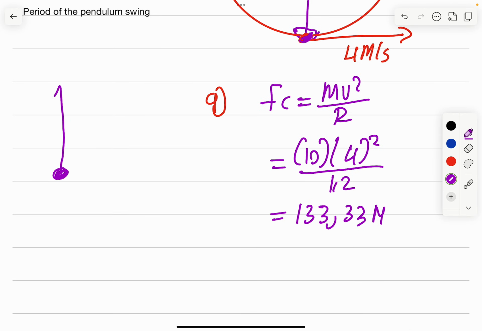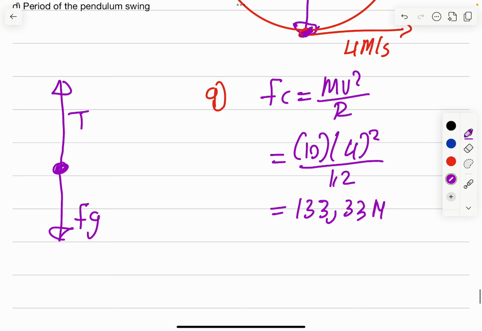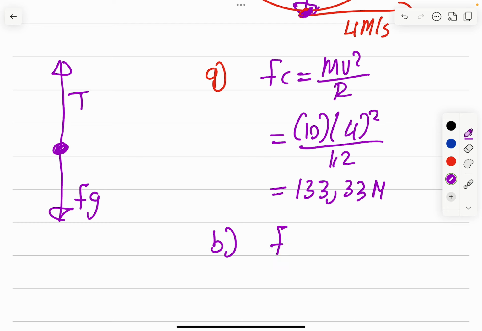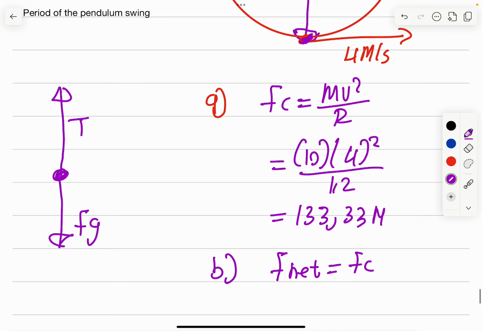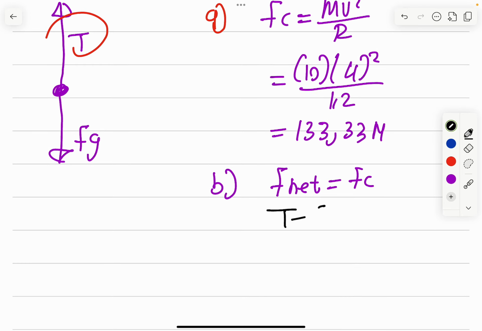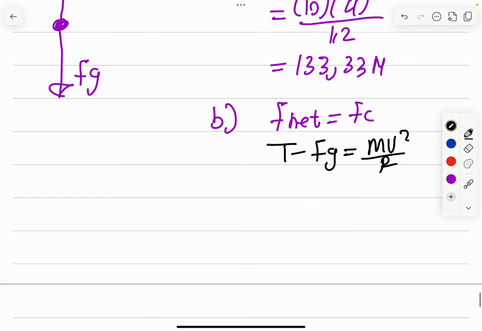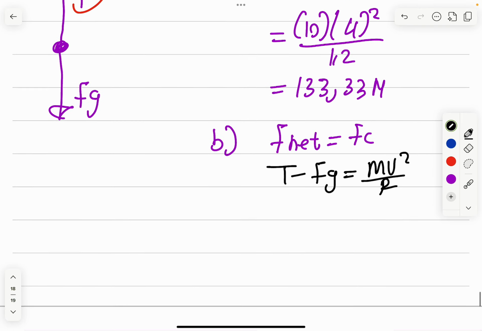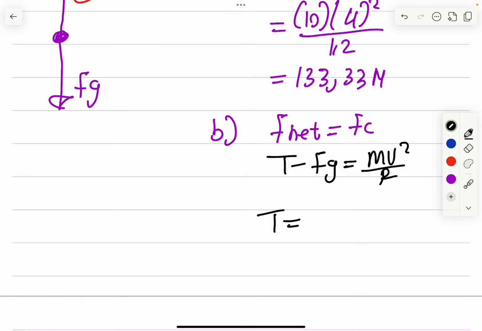The tension is going upward, Fg is going downward. So it means I'm going to have F net equals centripetal force. I'm going to take the forces that are going to the origin, which is this one, as positive. I'm going to say tension minus Fg equals mv squared divided by the radius. They want the tension. So therefore tension equals mass, which is 10, velocity 4 squared divided by radius of 1.2, and then plus 10 multiplied by 9.8.